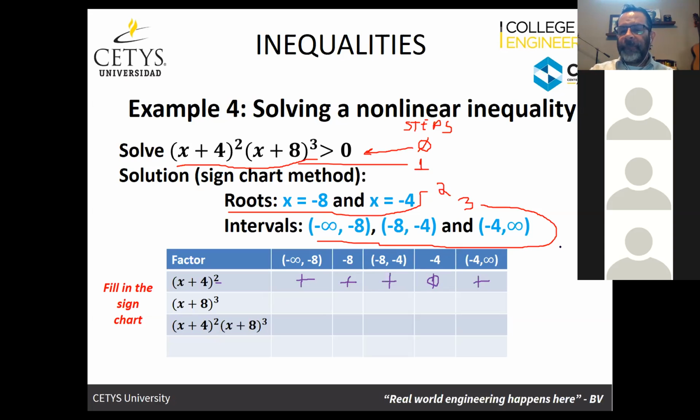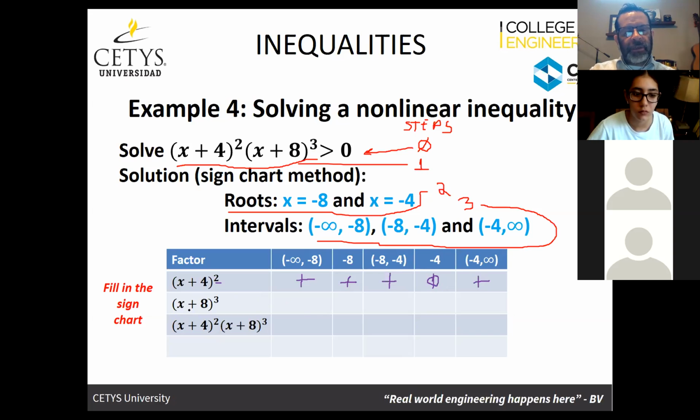Let's see, Viviana. Okay, Viviana, let's go to the second row. If I grab any number from this interval, what am I going to get here? You choose any number you want. Negative. If I grab a minus 10, minus 10 plus 8 is minus 2, elevated to an even power. When I elevate to an even power, the sign is going to stay the same. So this is going to be negative. What happens if I grab the minus 8, Viviana, and substitute it here? 0. Correct. Perfect. Thank you, Viviana.